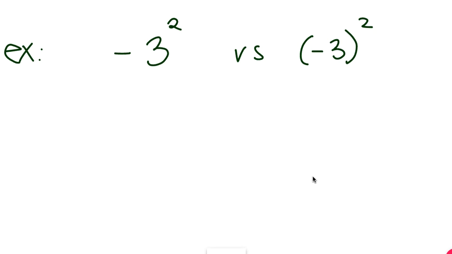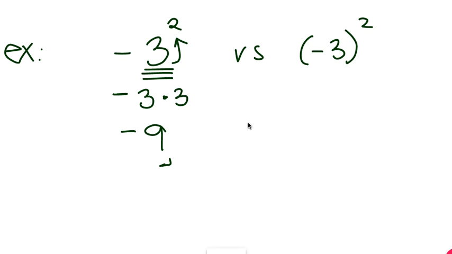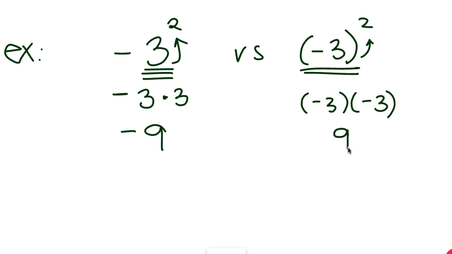Let's look at another example. So if we look at these two comparisons, my negative is on its own. Remember, the 3 is the base. So this is what we have here. It becomes negative 9. On this side, negative 3 is the base because it's grouped with parentheses. That's positive 9. And that's it.